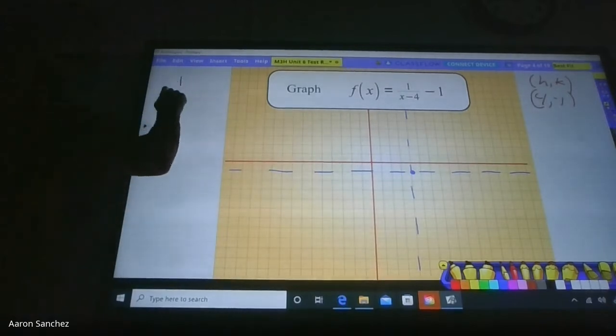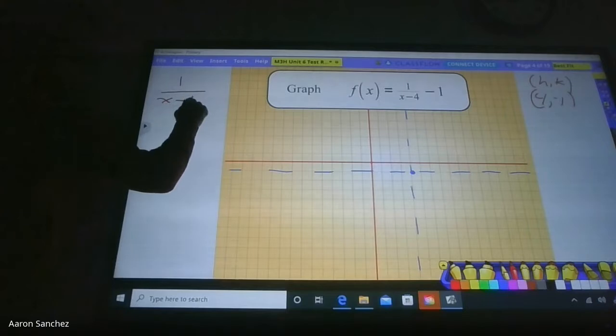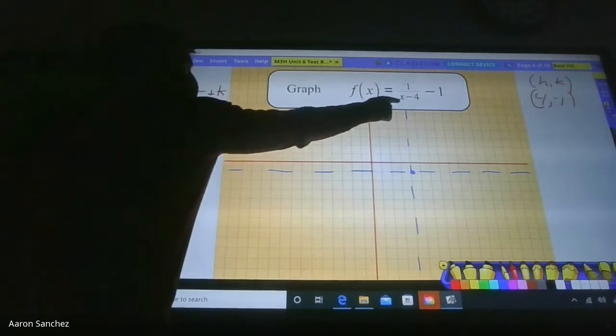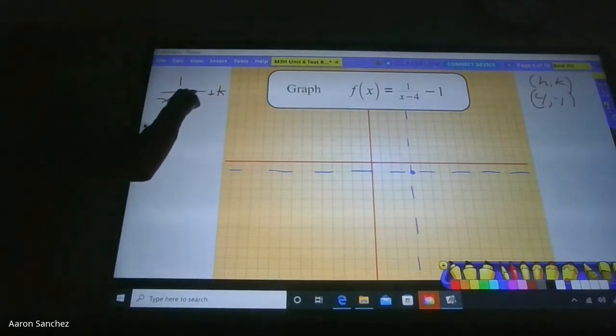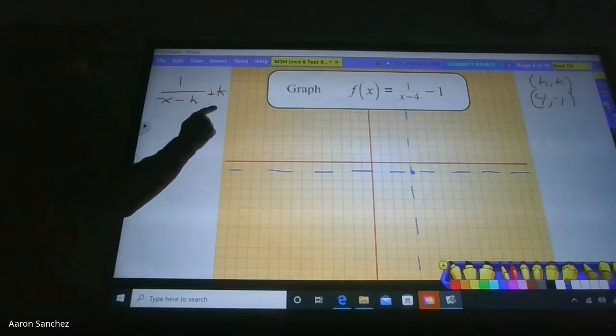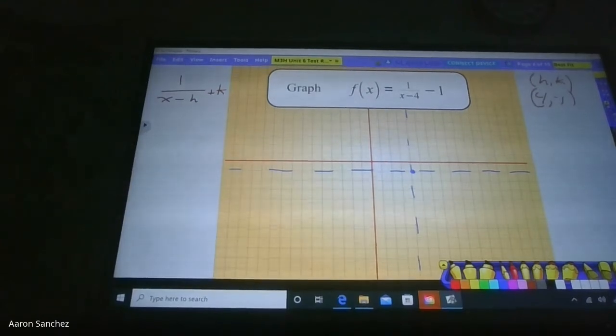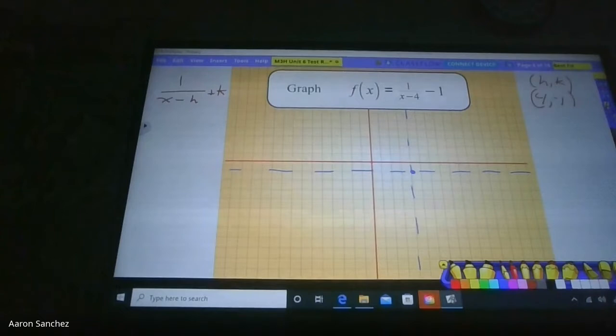Remember, it's 1 over x minus h plus k, where the h is going to be the opposite. So if this is negative, the h is going to be positive, right? And the k is just what it is. H goes like this. K is up and down all the time, right? This is what I tell you guys forever.